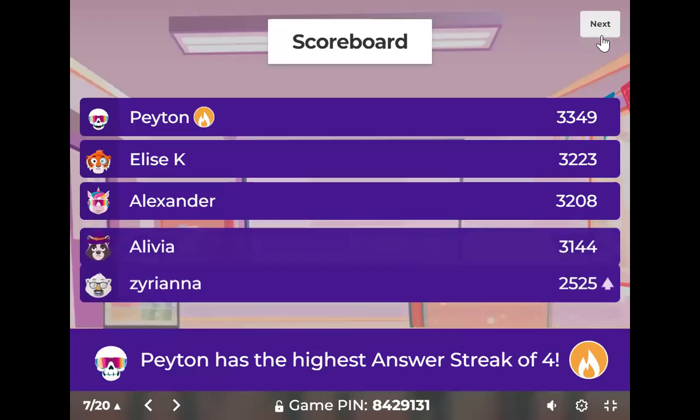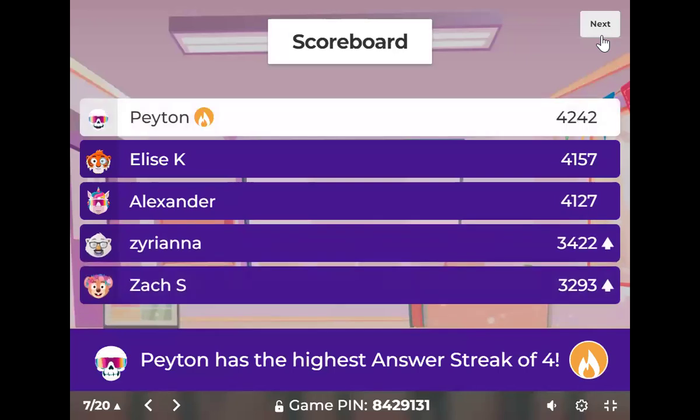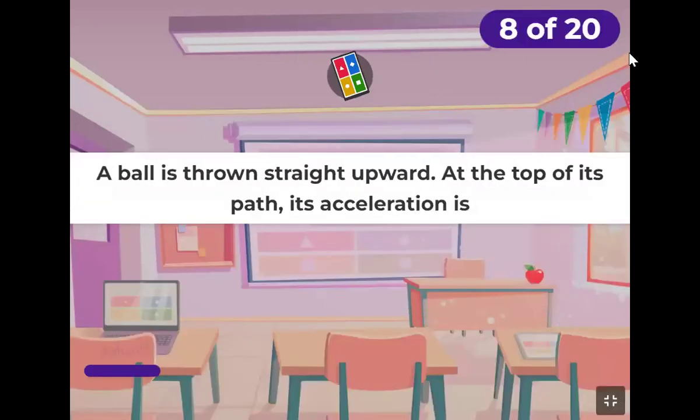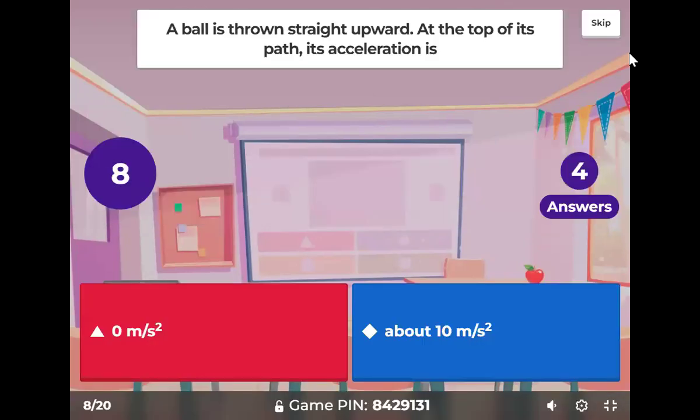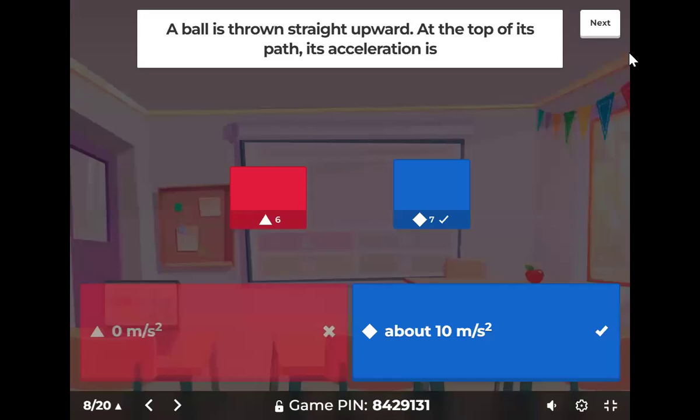All right, we got Zach, Zariana, Alexander, Elise, Peyton on fire. The ball is thrown straight upward. At the top of its path, its acceleration is. Yeah, there you go, 10 meters per second squared.